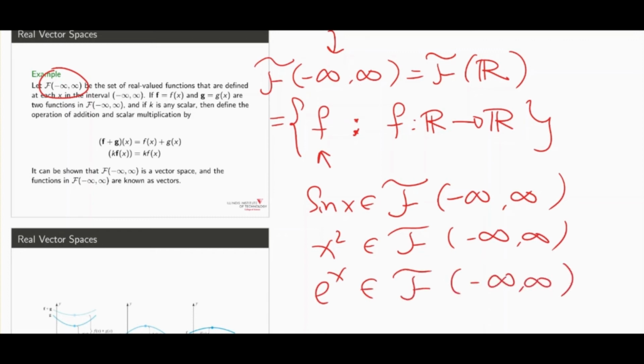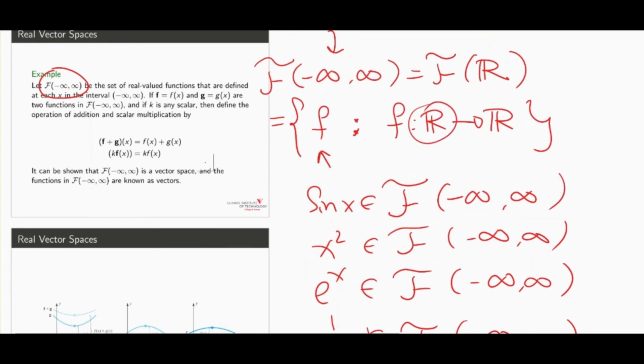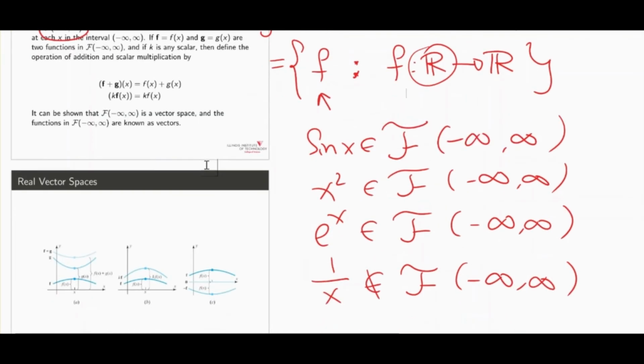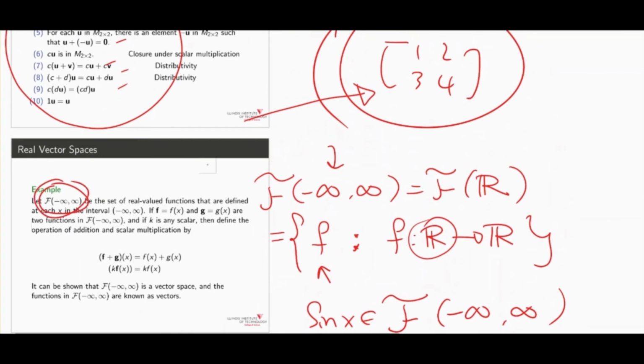However, 1 over x is not in this set, because 1 over x is a function defined everywhere except x equal to 0, but we are talking about the domain having to be R. So this is the kind of stuff that is in this set. We have a set of all the real-valued functions that are defined on this interval R.